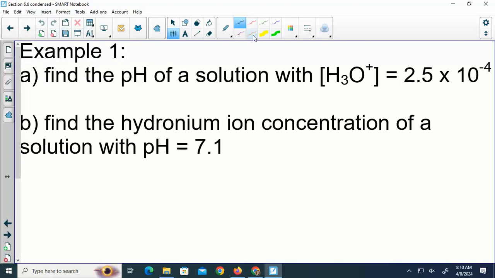Find the pH of a solution with H3O+ equal to 2.5 times 10 to the negative 4. Most of the time that's going to be written in scientific notation when you see it. So we're just using our formula. pH is a negative log, and the H3O+ is 2.5 times 10 to the negative 4. And then we plug that into our calculator. So negative log 2.5 times 10 to the negative 4.